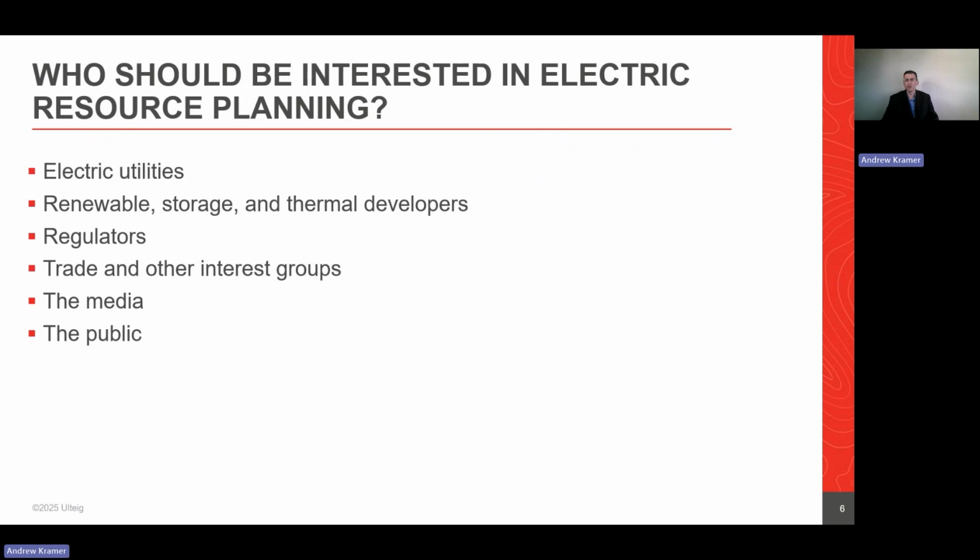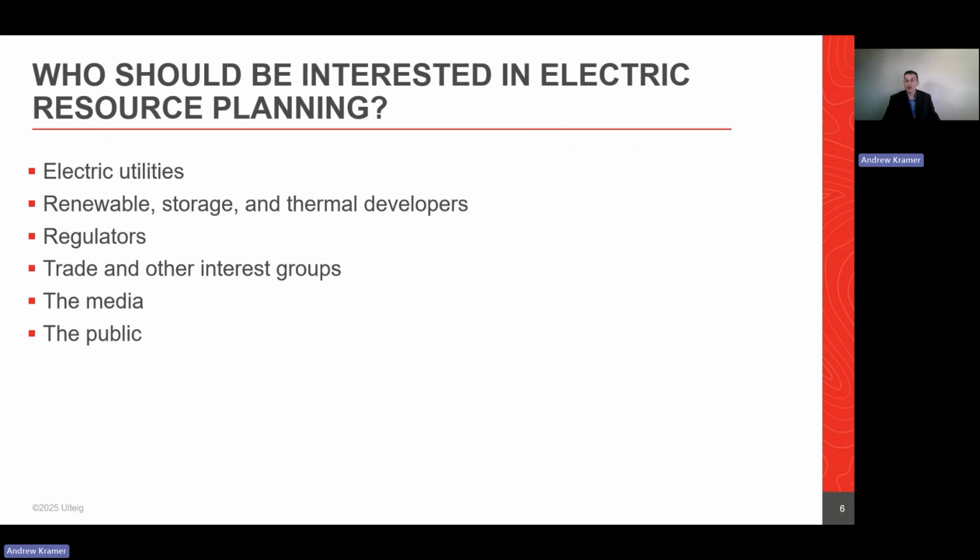So I'd say first and foremost, electric utilities are very concerned about electric resource planning. Renewable, storage, and thermal developers want to know what's coming on the system. What opportunities are they going to have to build and contribute to the system? They certainly are very interested in their finances and they want to build and help. So again, they're very interested in what's happening in terms of electric resource planning.